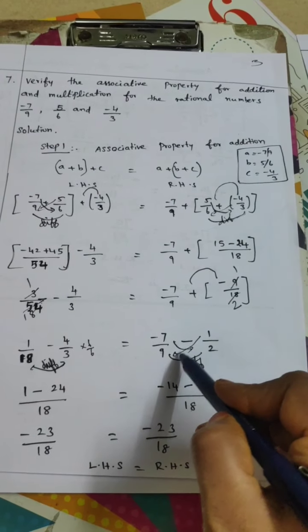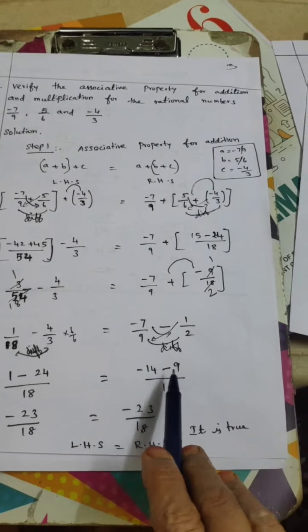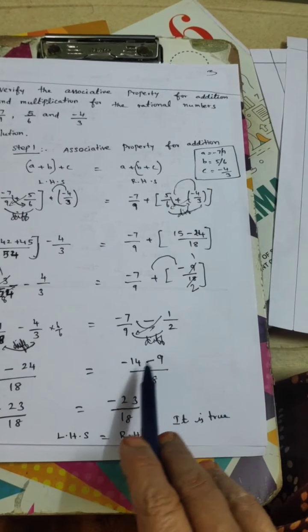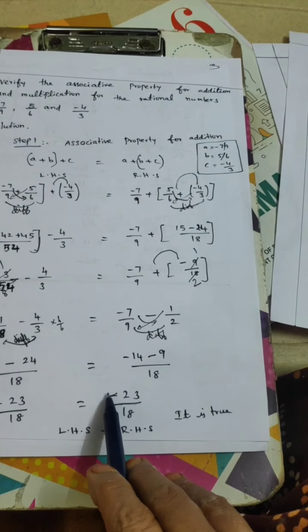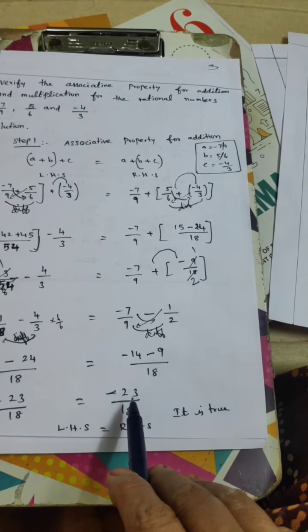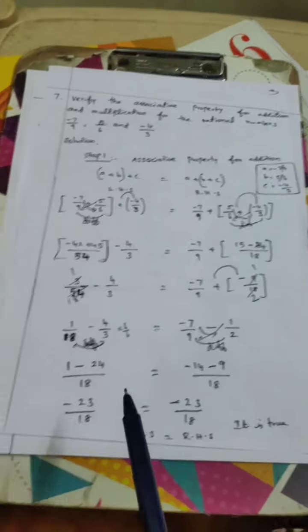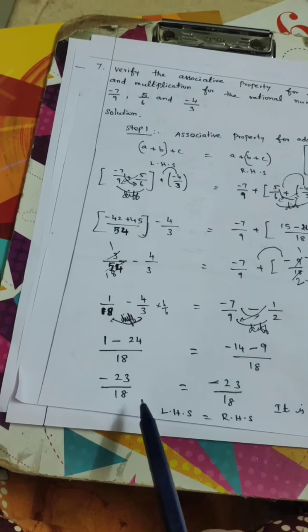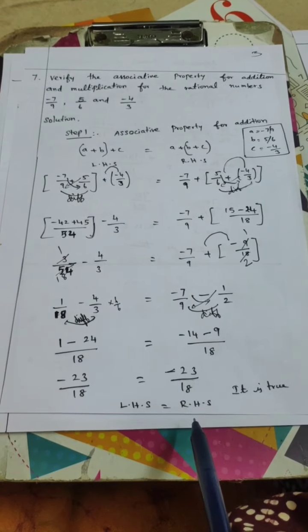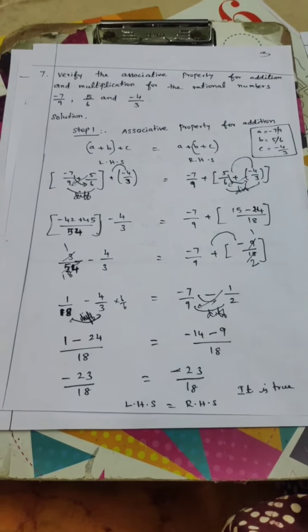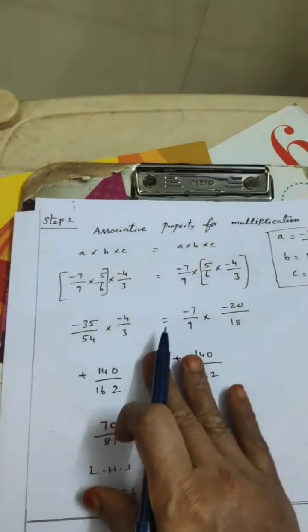1 9 is 9. So minus 14 minus 9, two numbers with like signs. Put the same sign first and add the numbers. 14 plus 9 equal to 23 by 18. Now minus 23 by 18 is equal to minus 23 by 18. LHS is equal to RHS. It is true.